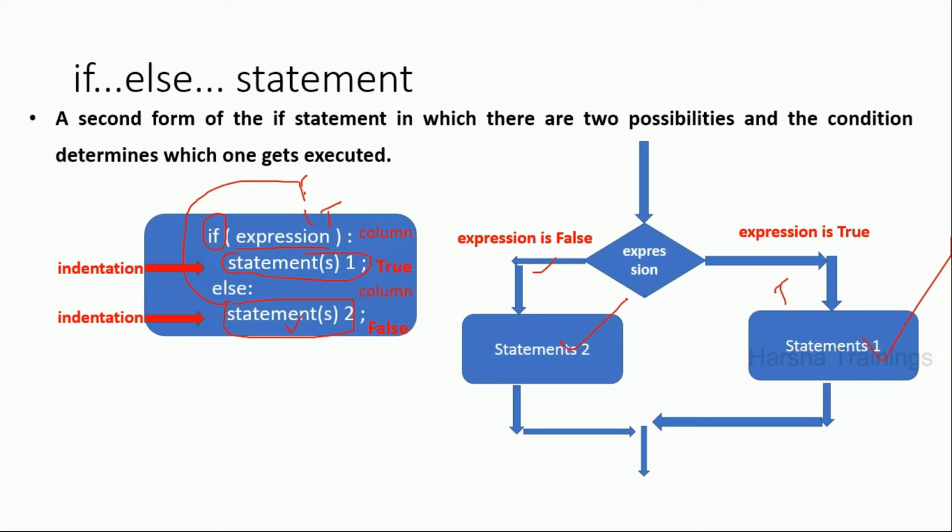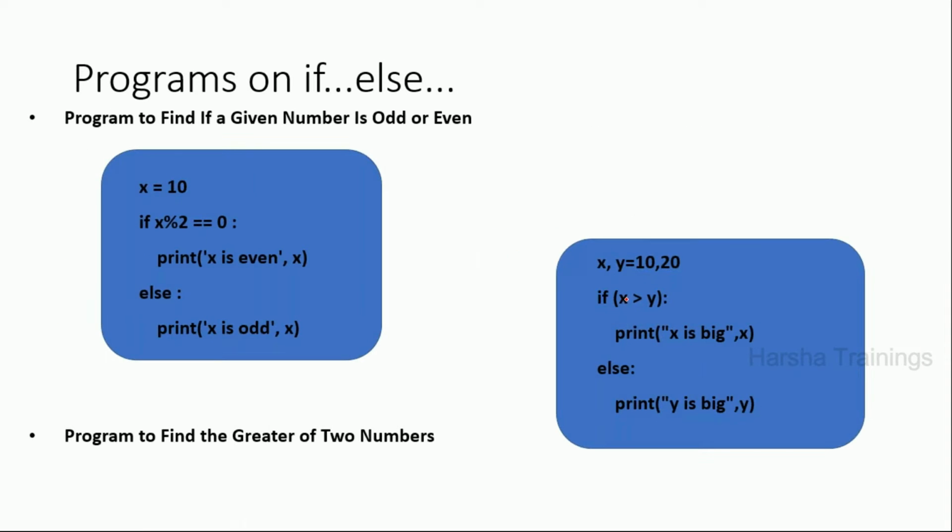Now let us take a simple example. This example will give you a clear-cut idea: finding if a given number is even or odd. Let us take x equal to 10. 10 divided by 2, 5 twos are 10, the remainder is 0. The condition is if x mod 2, that is 10 mod 2, is double equal to 0. It is true, so I'm printing x is even.